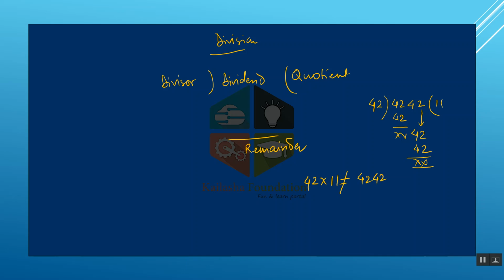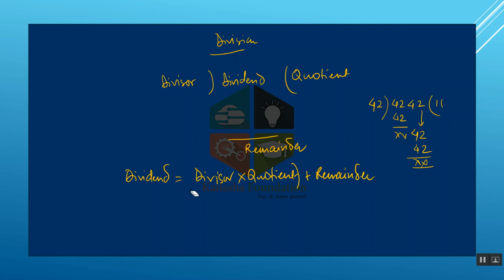Why do we need to check? Because there's a rule: dividend is equal to divisor into quotient plus remainder. Okay, we don't need to put a bracket here because multiplication is already preferred over addition.